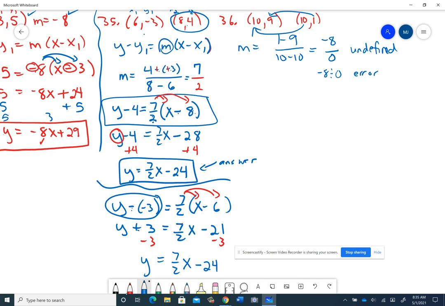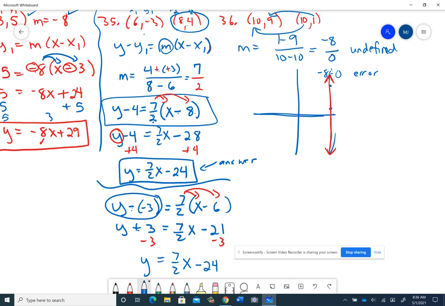We can't use that formula. So how in the world? Don't make the mistake of thinking the equation's undefined, because it's not. Here would be the point 10,9. Here would be the point 10,1. This is the line that we want. We do it in red. This is the line I want. I want the equation of that.